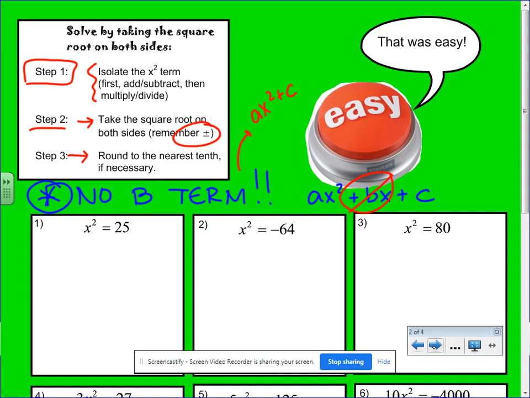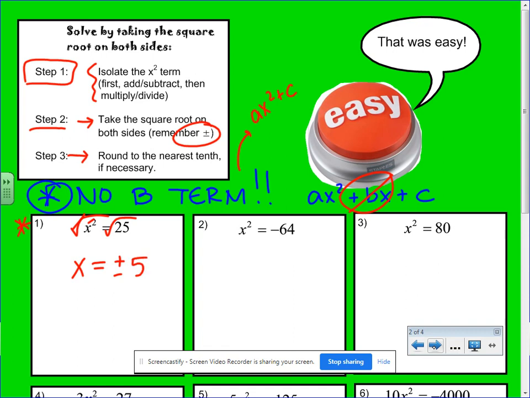All right, so we're going to look at this first row right here. The first row, we don't really have to do step 1, right? The x squared term is all I have. So all I'm going to do is take the square root on both sides. The square root of x squared cancels out, and I get x equals plus or minus 5.